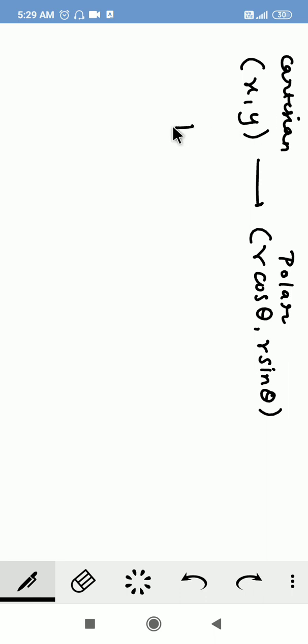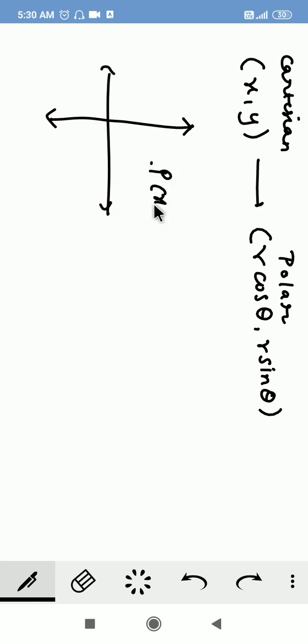So let's have some graph. I'm drawing a graph here, and let's take a point P here having coordinates x comma y. If we take the distance of this point from the origin, let's take it as r. This is the distance from the origin.